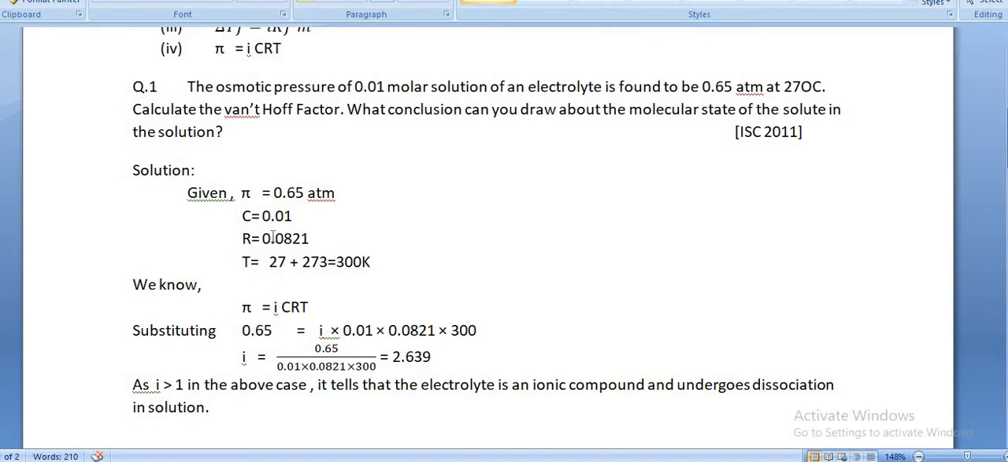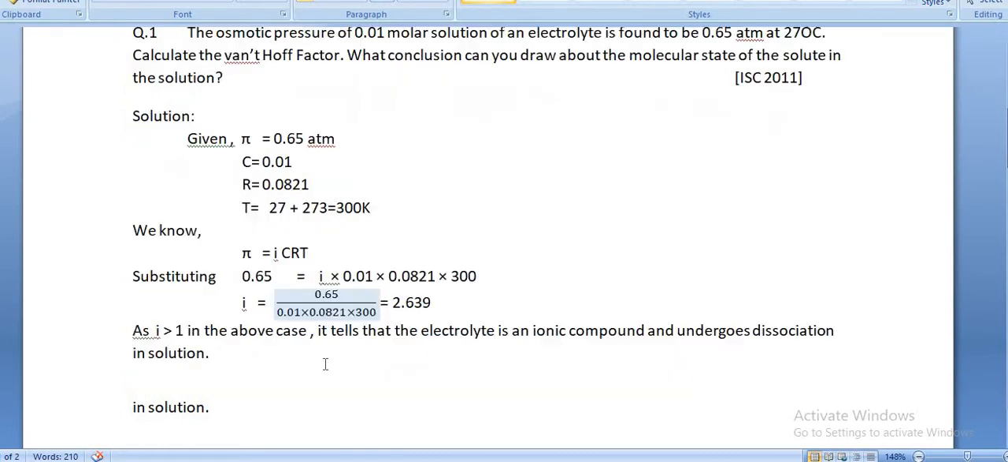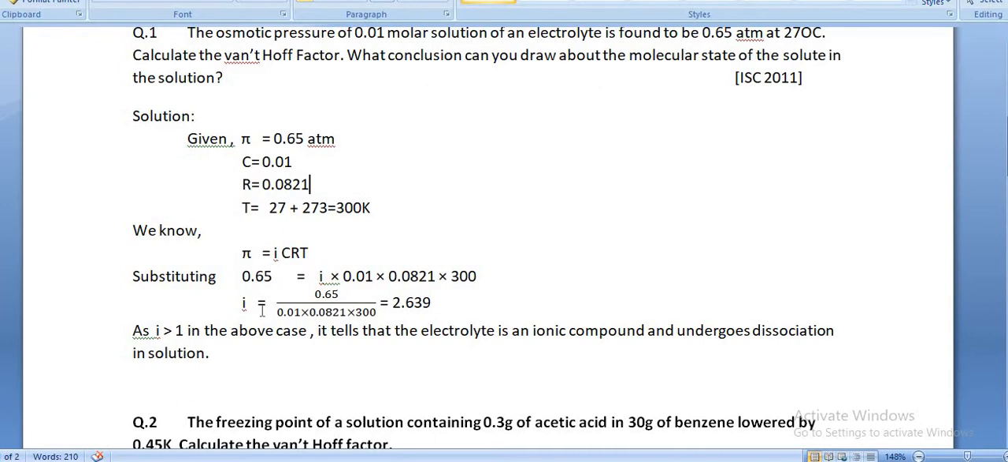Since we have used the osmotic pressure, we need to use the Van't Hoff factor relation involving osmotic pressure. Pi equals i CRT. Substituting, 0.65 equals i into 0.01 into 0.0821 into 300. So from this we'll get the value for i equals 0.65 divided by 0.01 into 0.0821 into 300, which equals 2.639. So the value for i, the Van't Hoff factor, will come as 2.639.